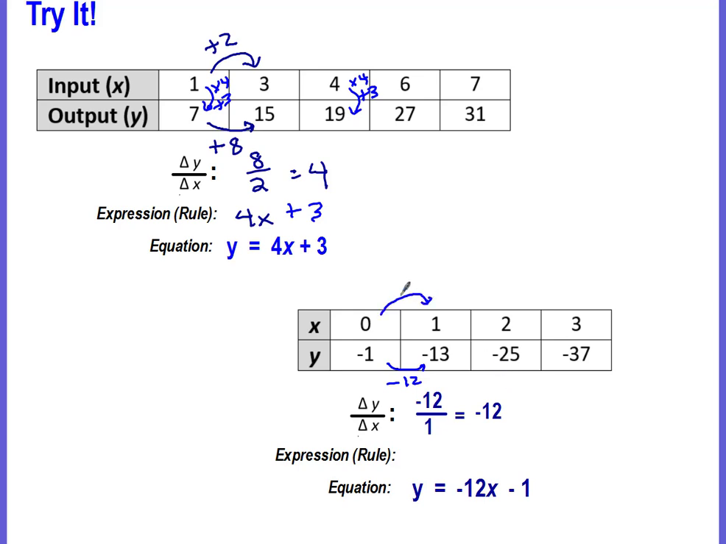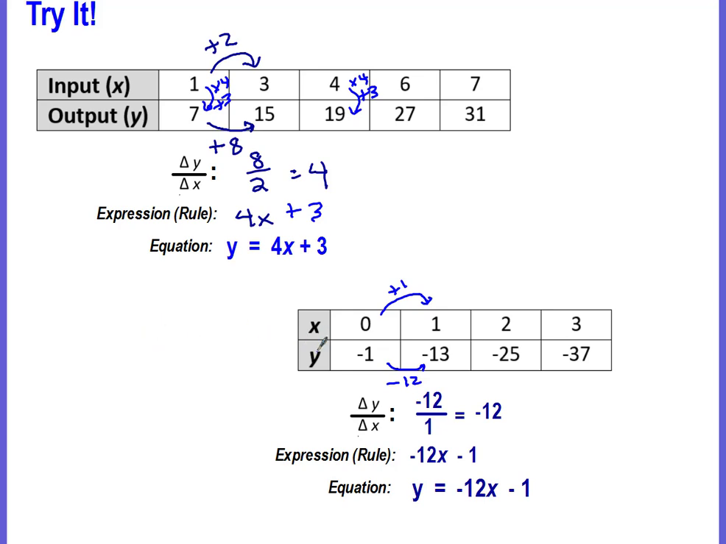When you go from 0 to 1, you're increasing by 1. So the rate of change, the change in y is -12 over the change in x, which is a positive 1. You simplify, a negative divided by a positive is a -12. When you multiply 0 times -12, you get a 0, but you need -1. So you need to subtract 1 from 0 to make -1, don't you?